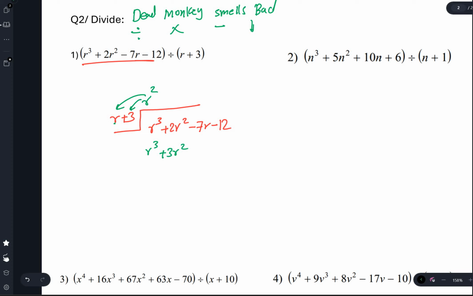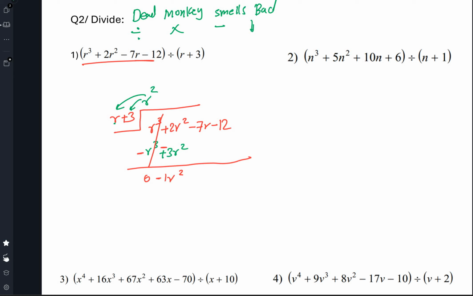What's the next step? You will change the signs. If this is positive, you change to negative. If it's negative, you change to positive. So we change both sides. R power 3 minus r power 3 for sure equals 0. Then 2 r power 2 minus 3 r power 2 equals negative 1 r power 2.